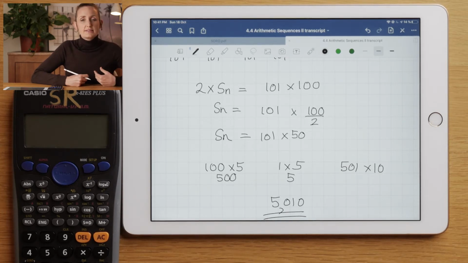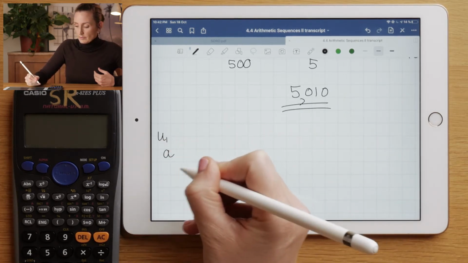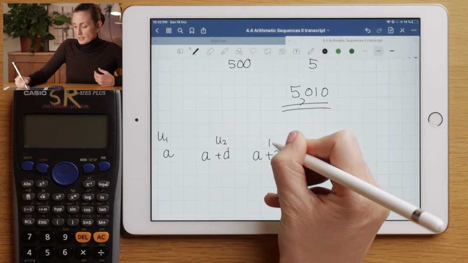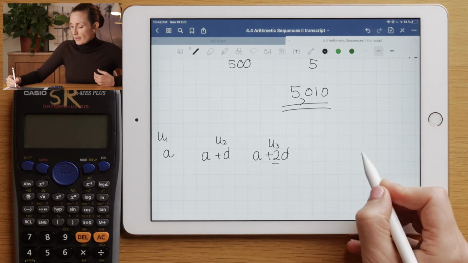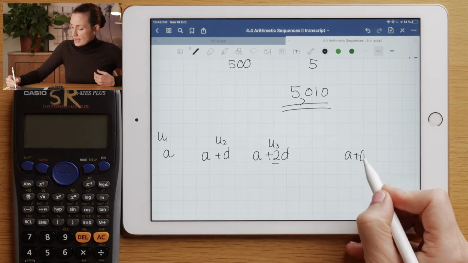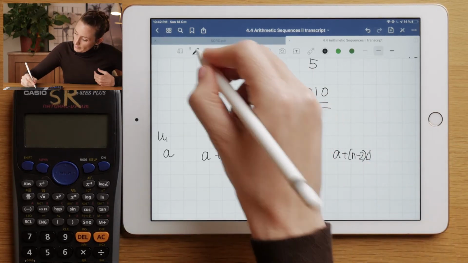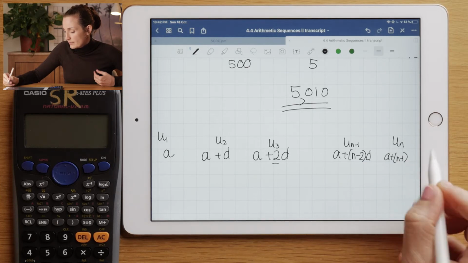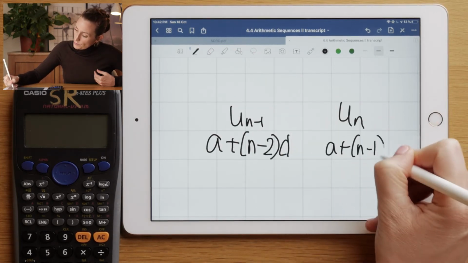Now the reason I'm telling you that is this is exactly the same process that we're going to use to find the sum of an arithmetic sequence. What we're going to do is start by writing the sequence forward. So the first term is a, the second term is a plus d, the third term is a plus 2d. To remember this, we always know that the number of d's is 1 less than the term number. And if you think about it, the second last term must be a plus n minus 2 times d, and the very last term must be a plus n minus 1 times d.